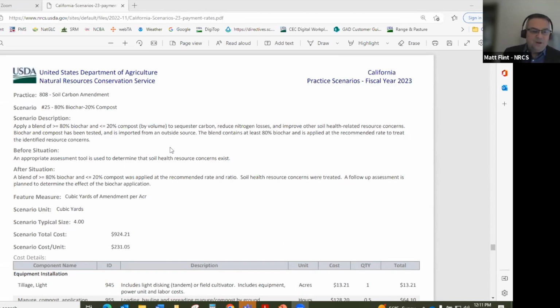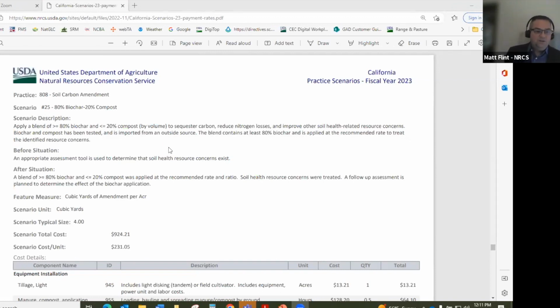I particularly mention that because it says the biochar and compost have been tested and are imported from an outside source. That is not a program policy. That is an assumption that the typical situation is somebody buying it from a vendor and bringing it into the farm.